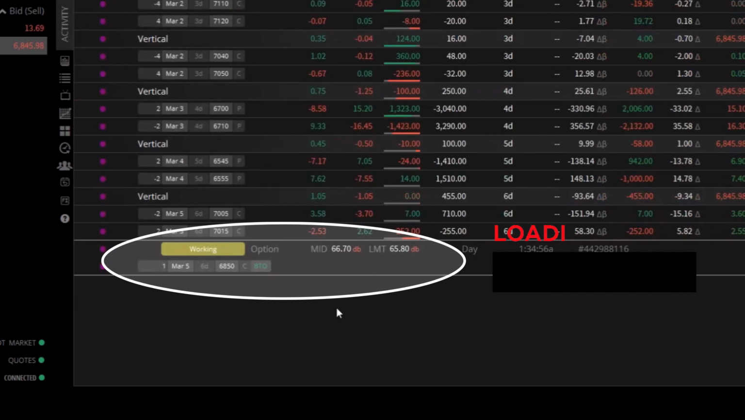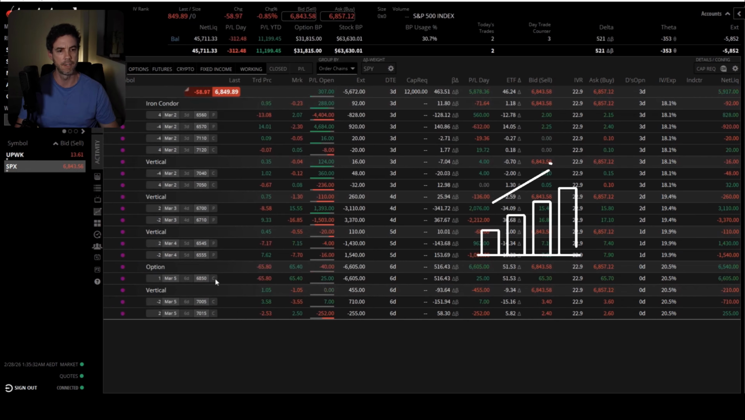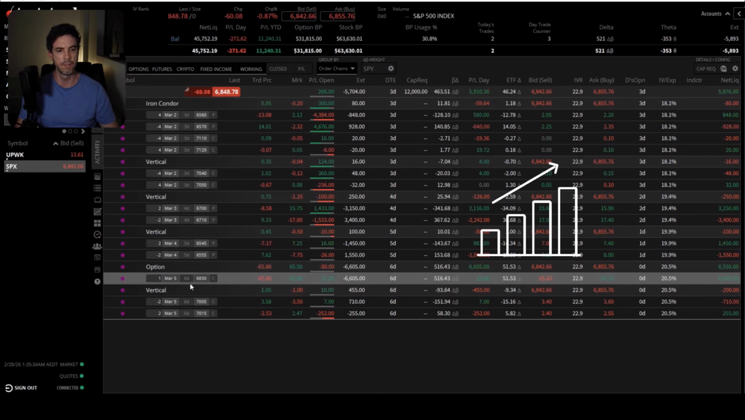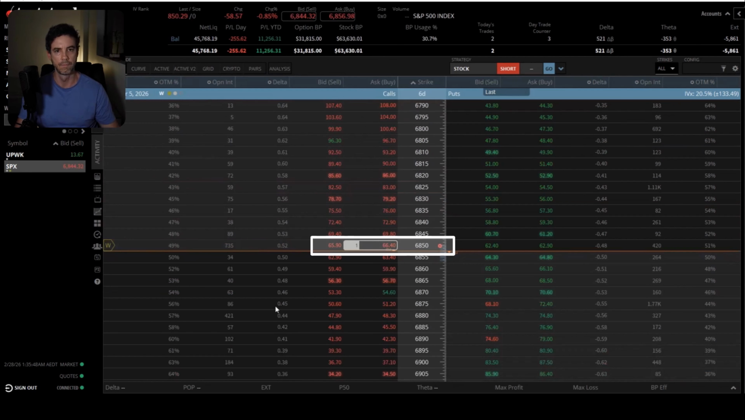Let's see if that one fills. Okay, so we just filled that one at 6,580. You don't really want to be in this one too long, so I'll just try and get $100 for that. 6,690. So we just got to see if price action moves favorably for us. Right now we're sitting on the option chain. That trade is active.